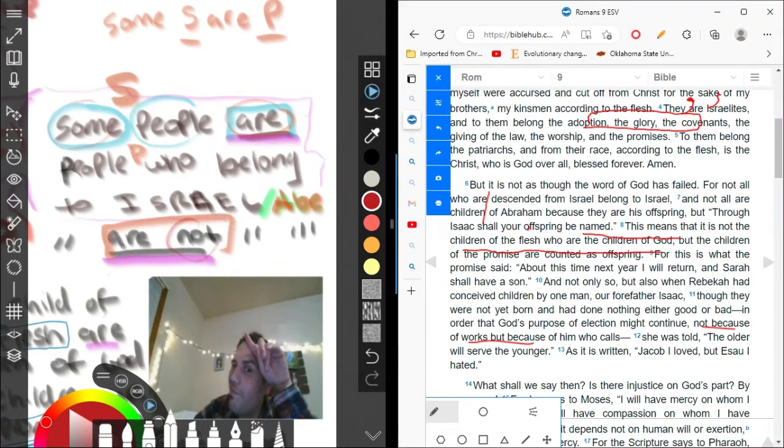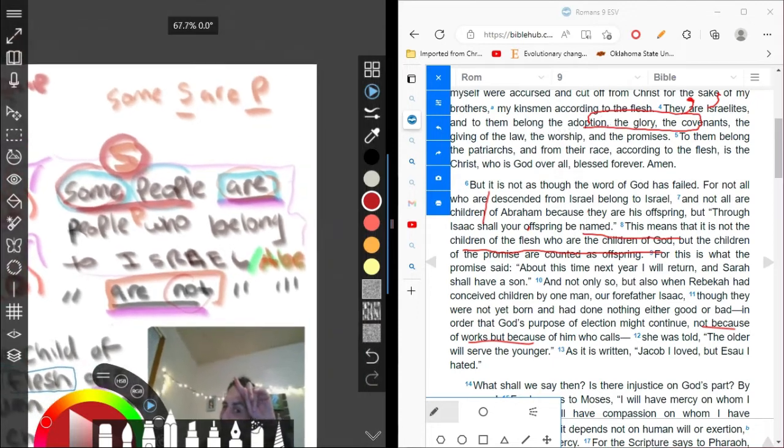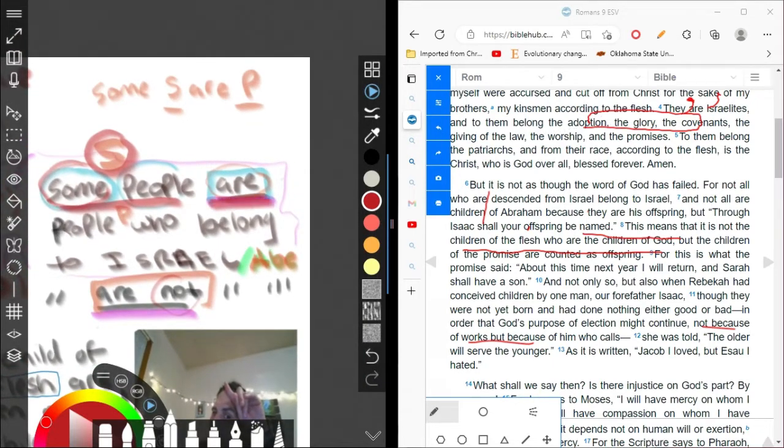So we're going to look at categories. Let me show you how I set it up. When I say some, that's the quantity. That's how many. It's just some. It's not all. It's not every single one in the universe. And here's your subject. This S is a subject: some people, the people, that's your subject. And then you have the copula, or the to-be form. And everything after this is the predicate: people who belong to Israel or Abraham.